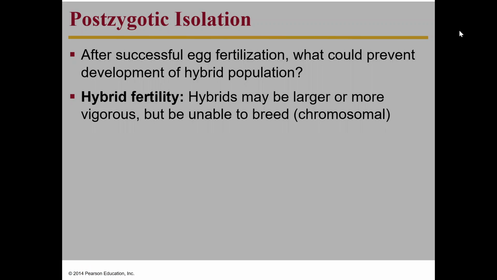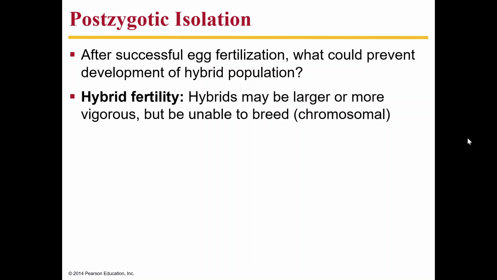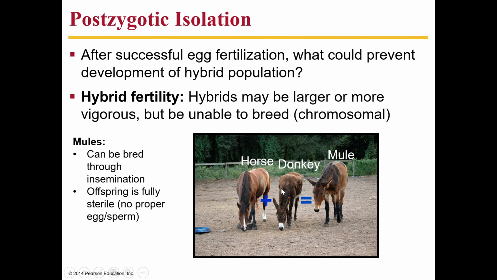But when lions and tigers actually breed, they don't create any babies that could be turned into a hybrid population in itself. It's a dead end evolutionarily.